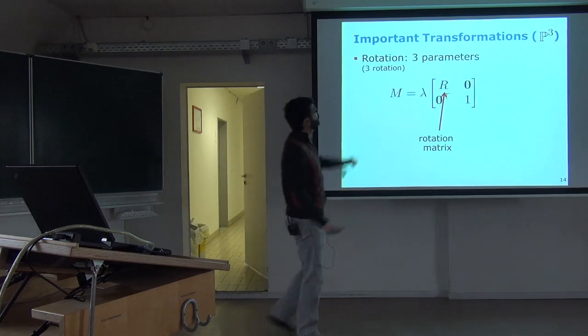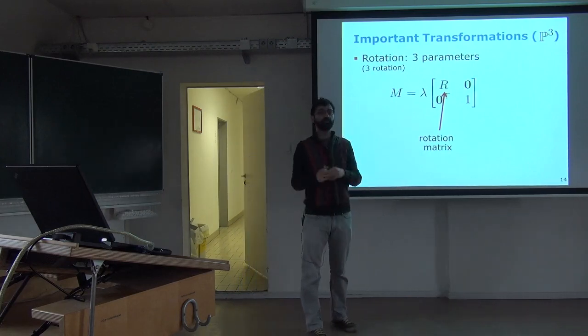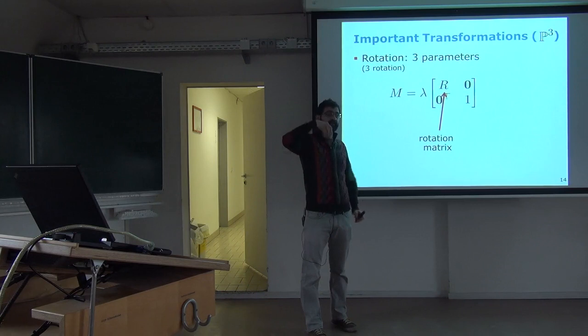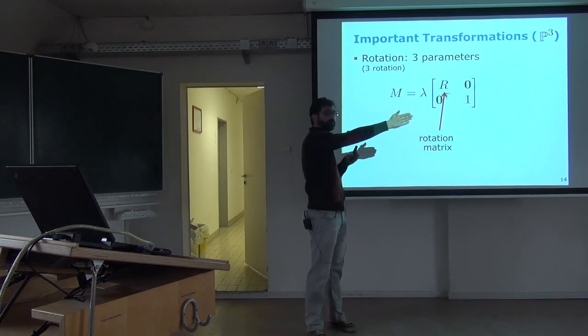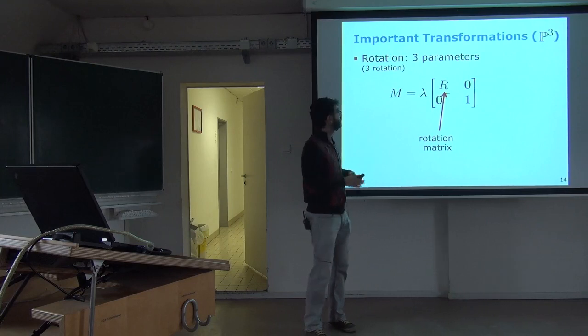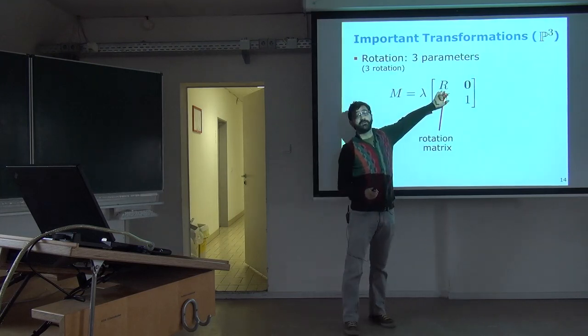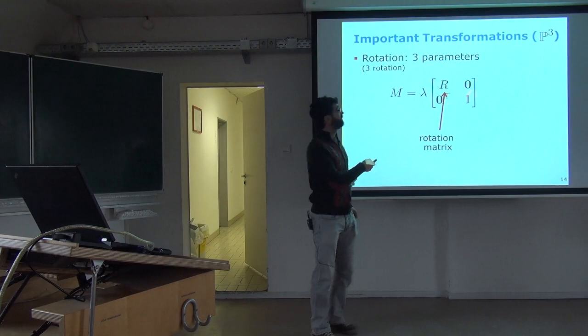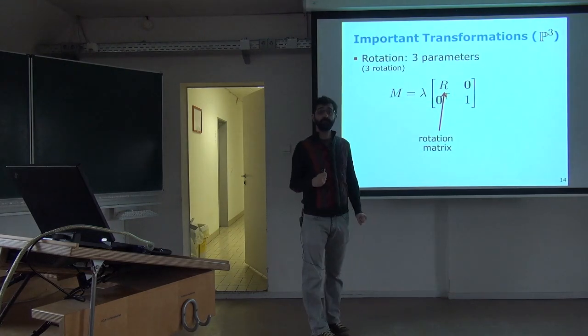Similarly, if we want to do a rotation, just a pure rotation of the point with respect to the center of the axis, so if you have a point there that we want to rotate, this point will go in that direction. We just have a rotation matrix here on the top left, and the rest is 0, okay?